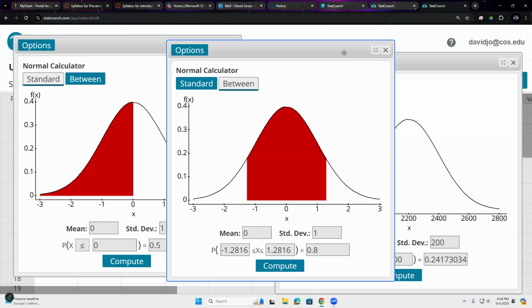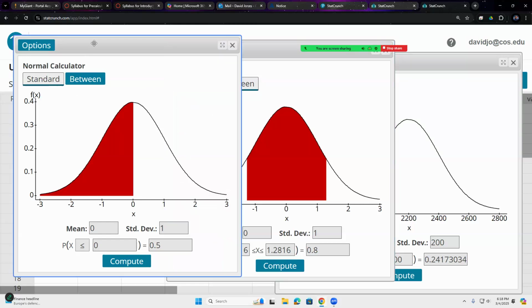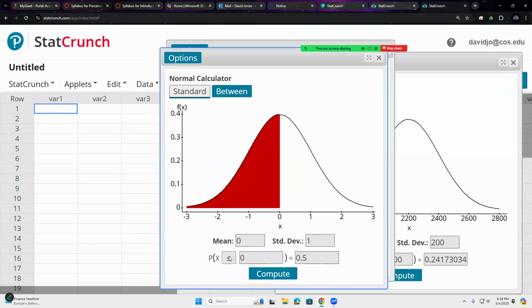Remember back to chapter 5 when we did the box plot and things like that, we were talking about percentiles. A percentile applies here as well. If you want to do a percentile here in StatCrunch, you use this one right here, the X is less than, and you change the percentile that you want.